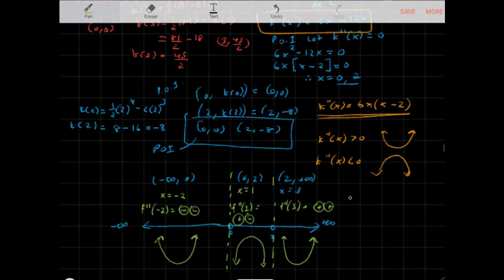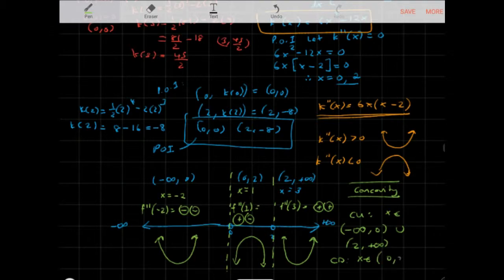So we can notice here that for intervals of concavity, it's concave up when x belongs to negative infinity to 0, union 2 to positive infinity. Both of those intervals create a concave up portion. For concave down, x can belong to 0 and 2.